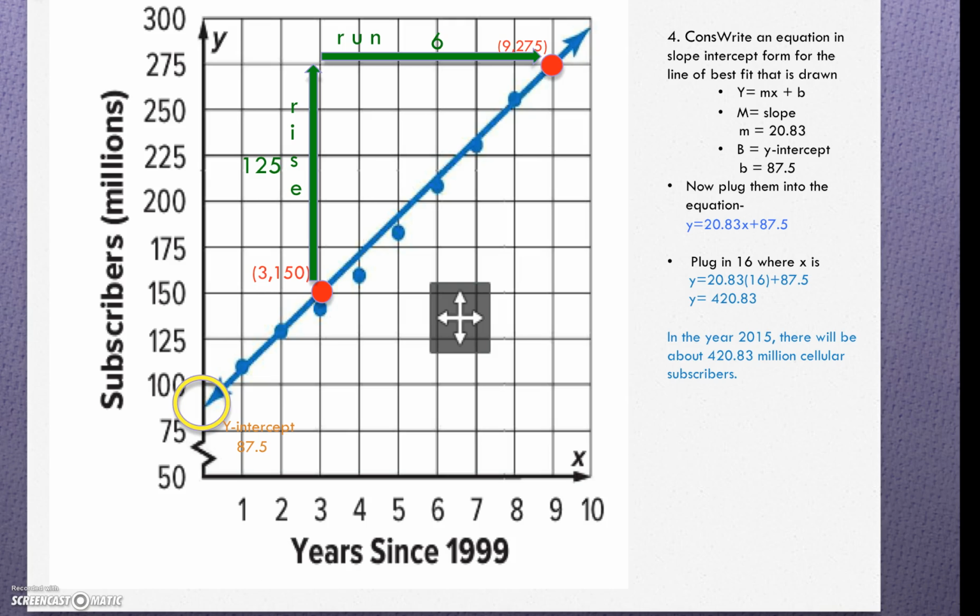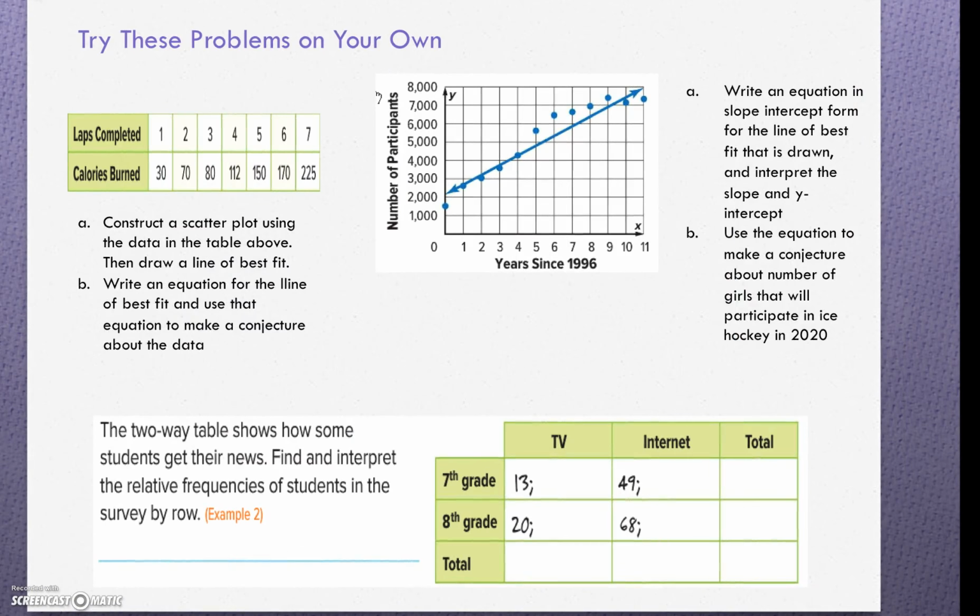Now let's try problems on your own. I put in a scatter plot, there's something about the slope-intercept form, and there's also a two-way table. I hope you can figure these out on your own, and I hope I really helped you.